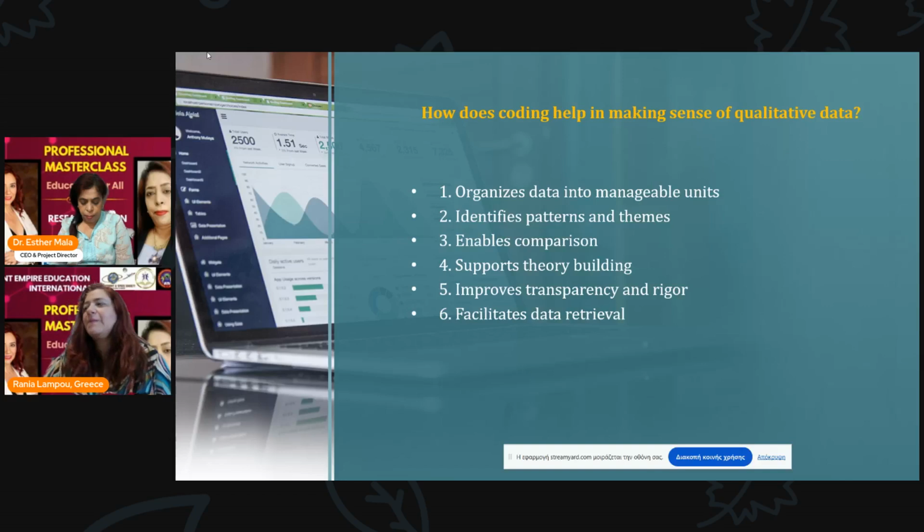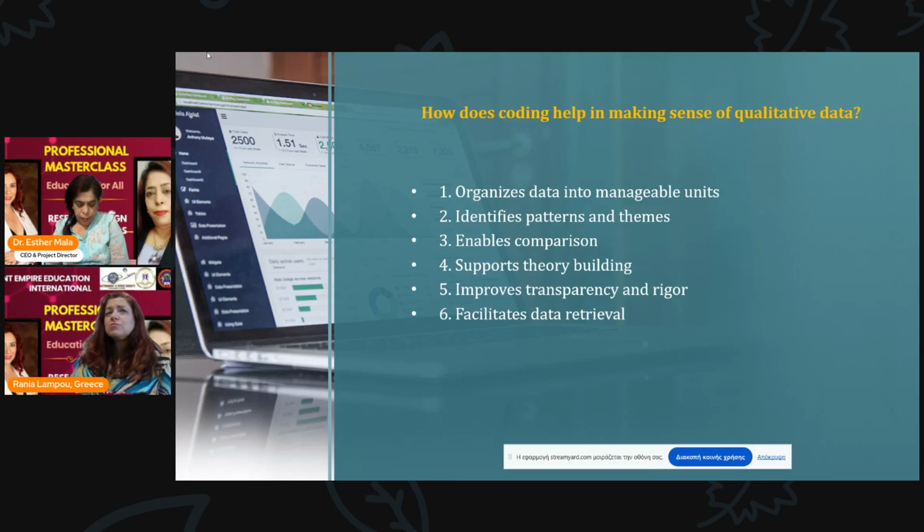It supports theory building. By clustering related codes into categories and themes, researchers can build theoretical frameworks or models, and this is essential in approaches like grounded theory or thematic analysis. It improves transparency and rigor. A clear coding system makes it easier to explain and justify how conclusions were drawn. It also allows other researchers to review, replicate, or critique the analysis, and it facilitates data retrieval, because once coded, it's easier to pull out all data related to a specific concept, and this speeds up analysis and reporting.